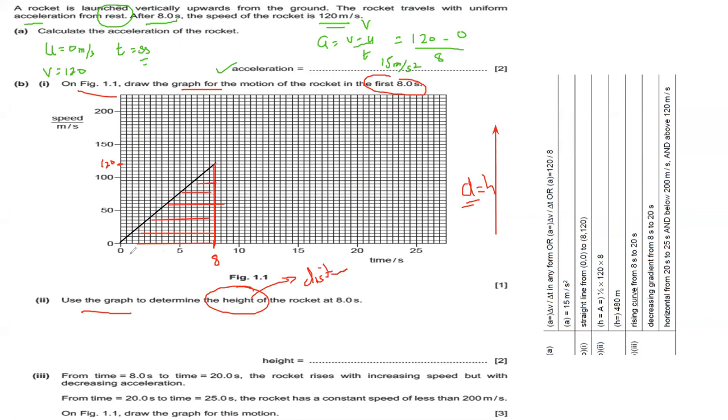And what is the area of the triangle? Area of the triangle is half base multiplied by height. So what is the base here for the rocket? Base is 8. And what about the height? Height of the triangle, not height of the rocket. The height of the triangle in this example is 120. So half, 8 into 120, that will give us 480 meters. So this is the distance traveled by the rocket, which is equal to 480.